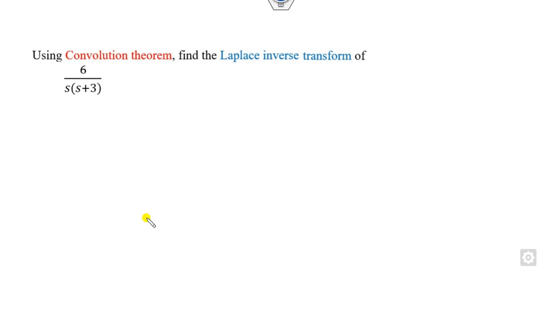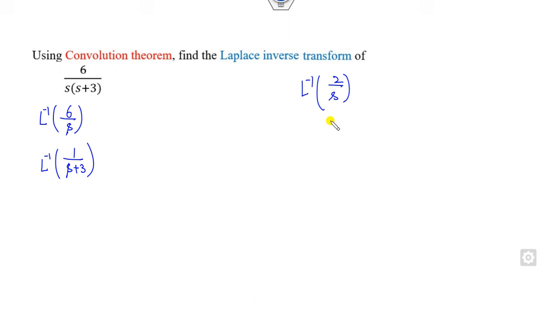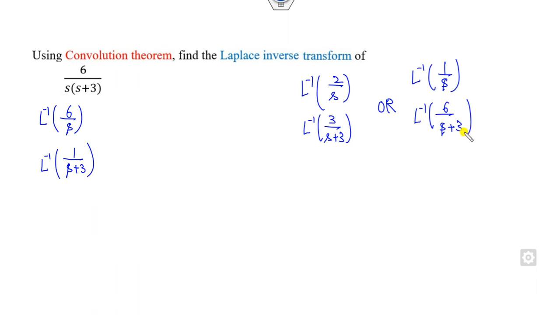Okay, look at this another one. How can you break them? It's the Laplace inverse of 6 over s times s plus 3. You can also write this function as 2 over s separate and 3 over s plus 3. That means you have to break 6 as 2 into 3. Or you can also write this function as 1 over s separate and 6 over s plus 3 separate. That's totally your choice, whatever you want to take.